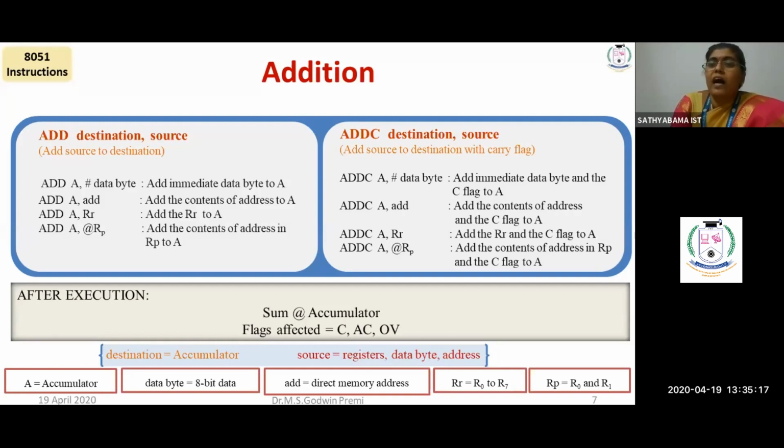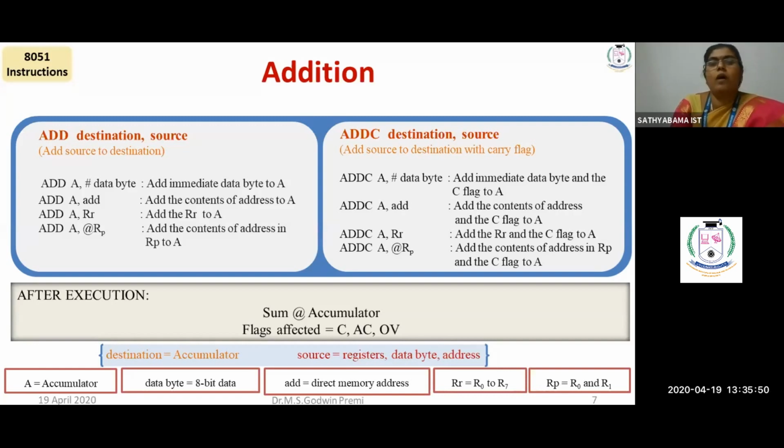Coming to the fourth instruction, ADDC A comma @Rp. Here, Rp represents the pointing register. It can be R0 or R1. For example, ADDC A comma @R1. So R1 is having 50. So the meaning is the content of R1 is 50, and 50 is showing the address. So the content of 50 will be added with the accumulator along with carry.